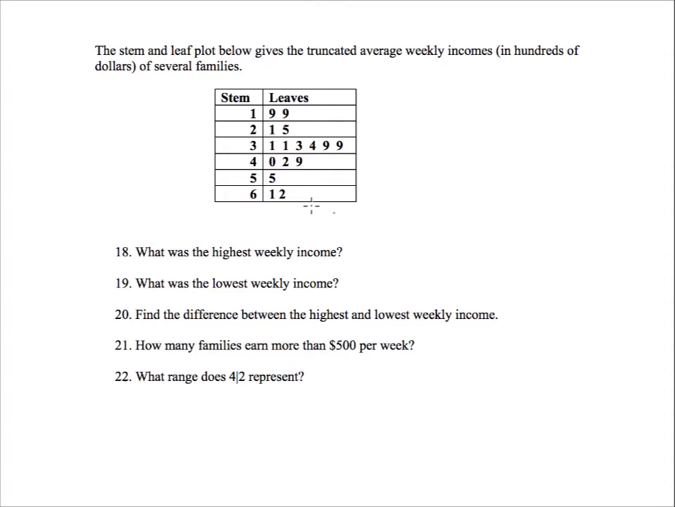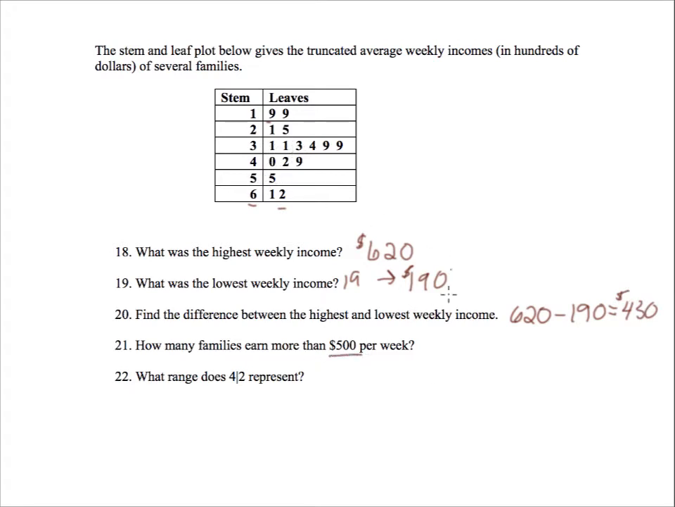So let's answer some questions about this other stem plot that has to do with the truncated weekly incomes, in hundreds of dollars, of families. The highest value was 6|2, but that 6 and a 2 translates to $620 a week. The lowest value would be 1|9, which translates to $190 per week. So what's the difference between the highest and lowest values? Well, that's just the range. So I take the 620 minus the 190, and I get $430.